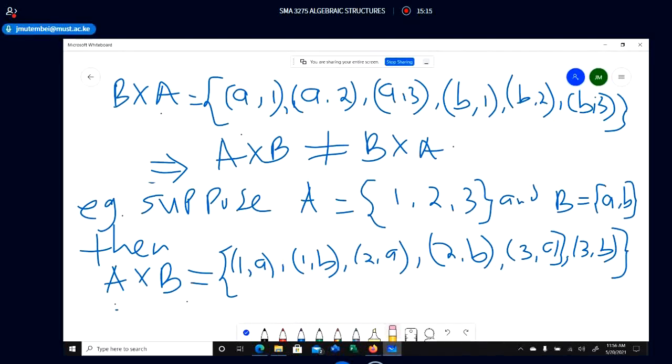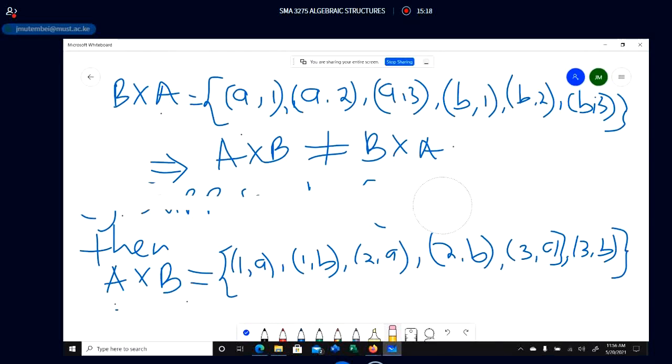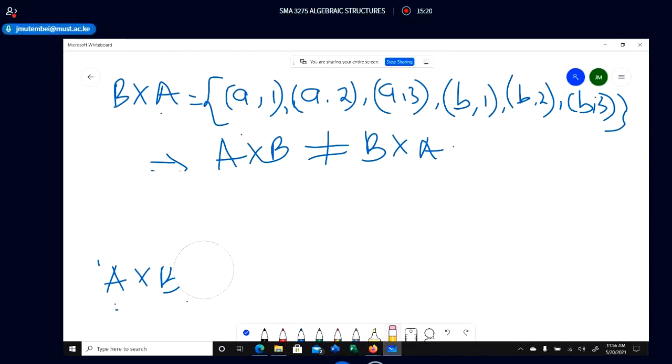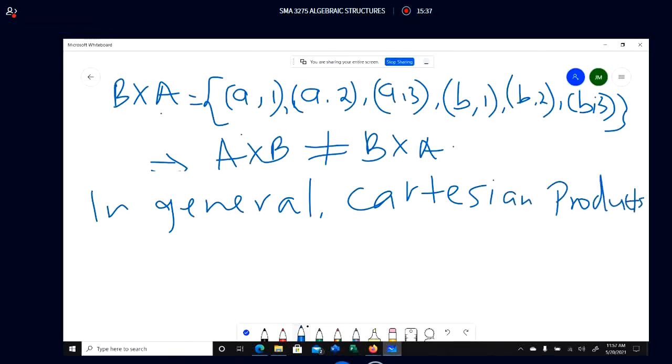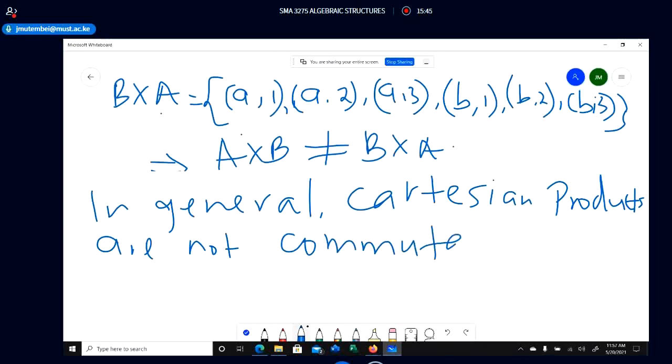So we can say that in general, Cartesian products are not commutative. In general, Cartesian products are not commutative. And that's what we have shown.